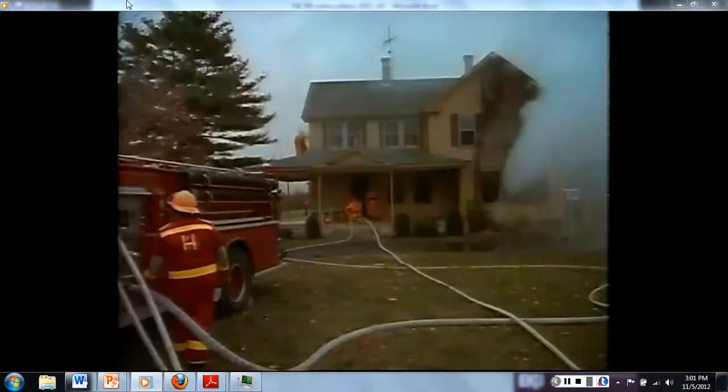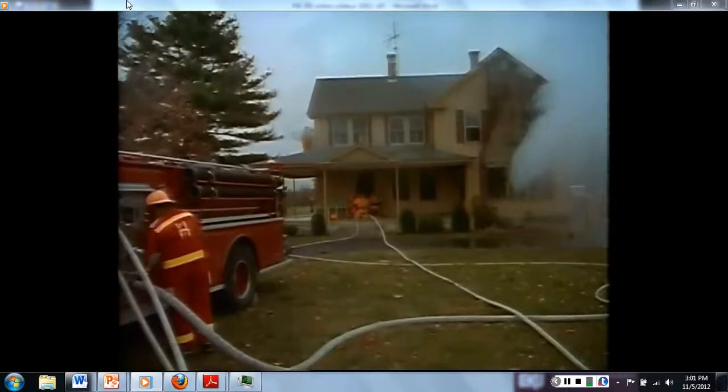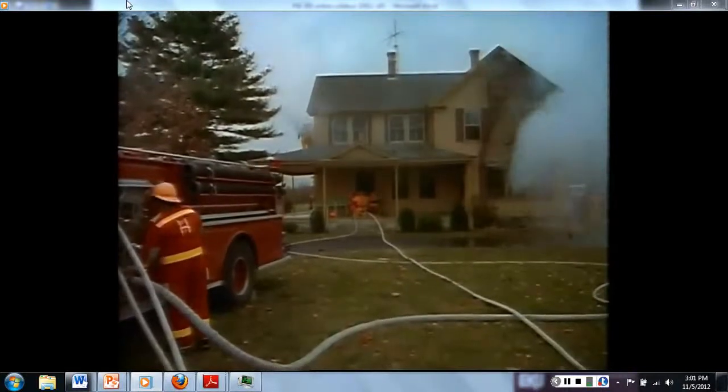Not all fires behave like this one. Some will move slower, some faster. But if a fire starts in your home, get out immediately and stay out. You have just seen the power of an uncontrolled fire.